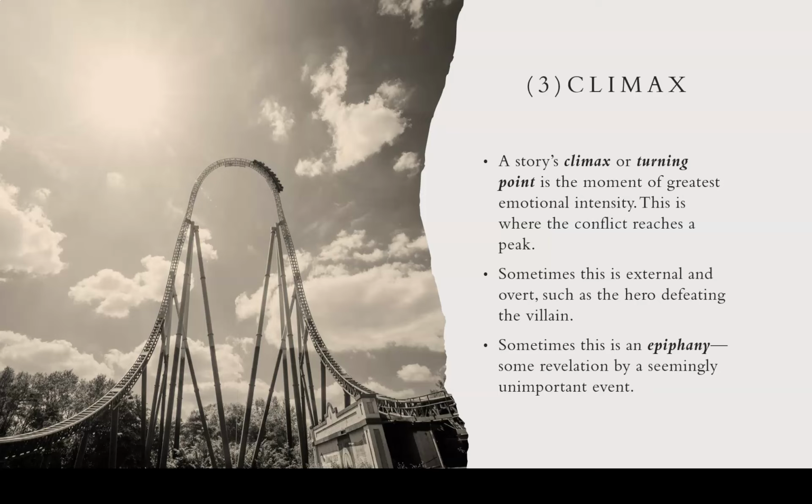This is the apex of the story. Now, sometimes this is external and overt. The hero finds the villain and they battle. But a lot of times, especially in literature, this is something a little bit more understated. This could be something like an epiphany, which is a revelation triggered by a seemingly unimportant event, or a moment when a character changes in an implicit way. That could be a climax as well. And on the roller coaster, what's the scariest part? Well, right as you're looking over, right? That's effectively what a climax is.